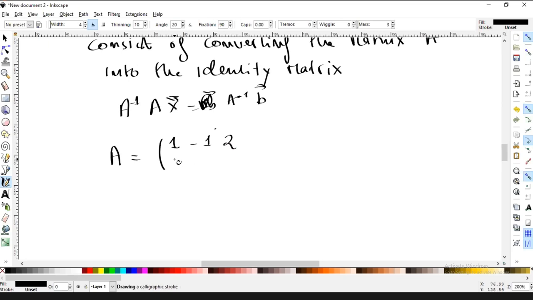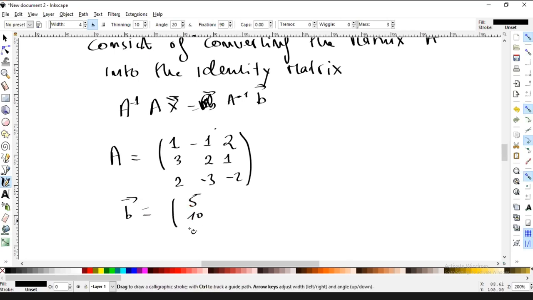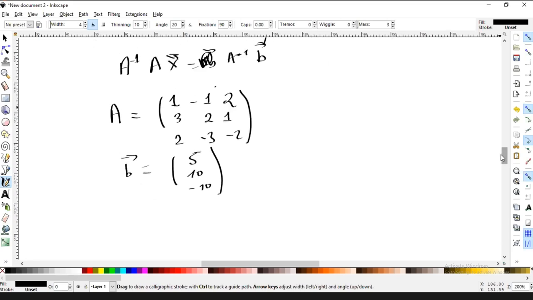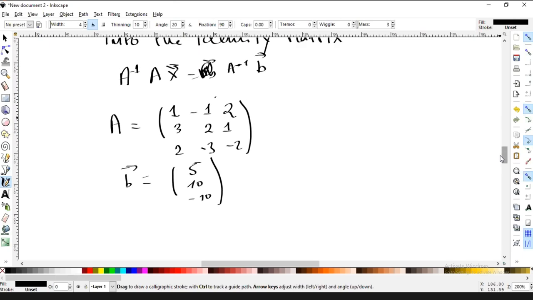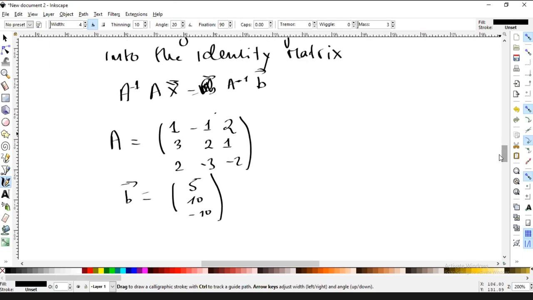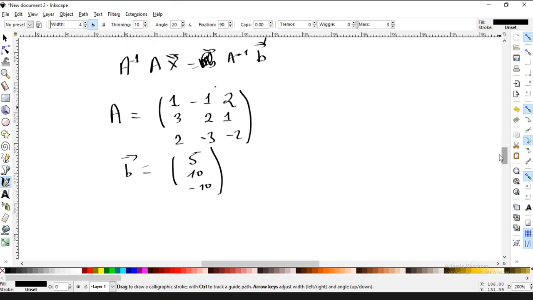2, 3, 2, 1 here, and 2 minus 3 minus 2, right? And my vector B is equal to 5, 10, minus 10. This is the example that I used in the program, so the same matrix. So I should get x equal 1, 2, 3 here, right?